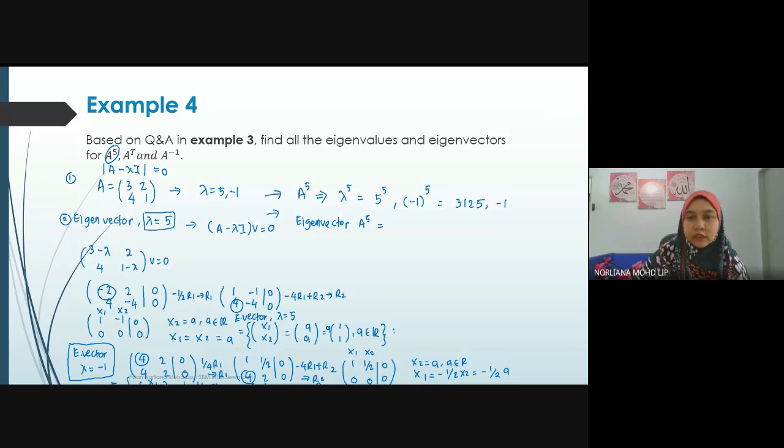Yang dapat dua ni. 1 and 2. Salin balik je lah. Tak perlu buat lagi lah, maksudnya terus salin. So akan dapat ada dua lah kan. S1, S2: A, 1, 1. Where A is any number. So S1, S2: A, negative 1 over 2, 1. For A, any real number.